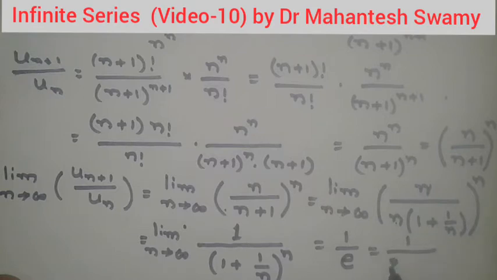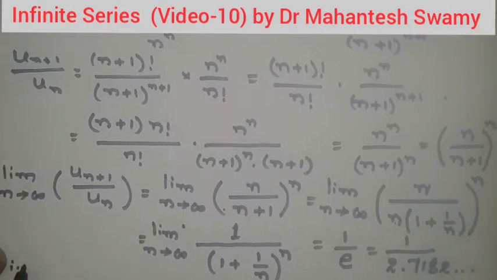The value of this, by using one of the standard formulae, is e, where e is approximately equal to, it is an irrational number whose value is 2.71828 and so on. So the numerator is 1, the denominator is 2 point something, so the numerator is less than the denominator. So the total answer, that is the answer of this limit as n tending towards infinity of un plus 1 divided by un, is less than 1.